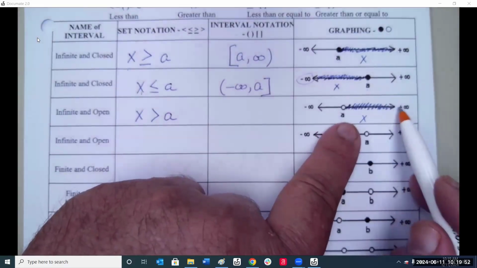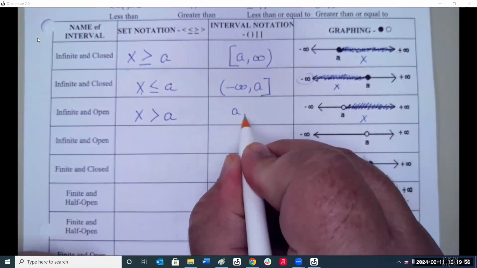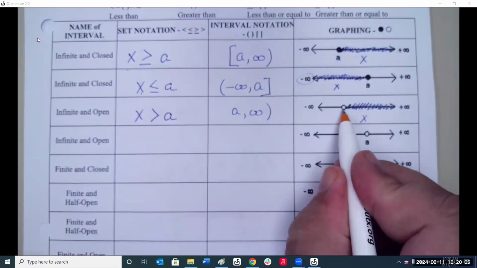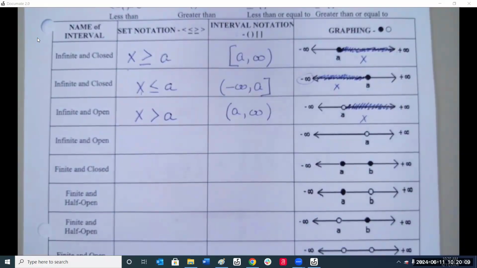Look at the shaded region. It goes from a to infinity. Infinity is always a parenthesis. Since that's an open circle at a, that means I cannot use it. I have to use the next number available.